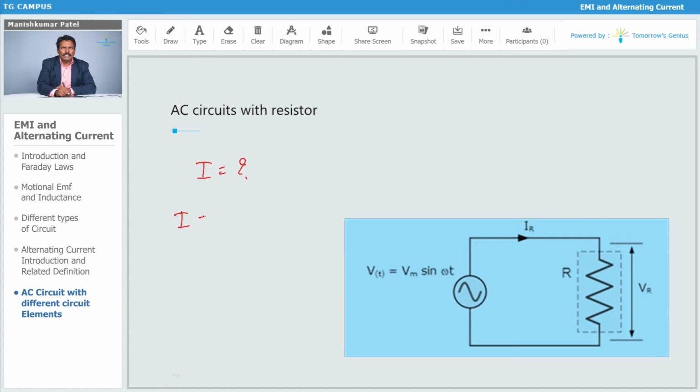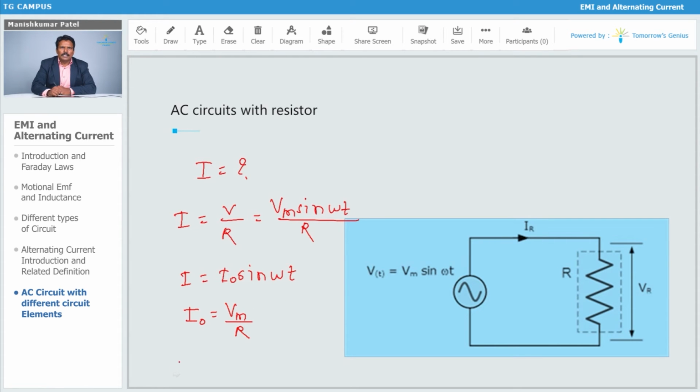We know that I is equal to V upon R. This V is given, which is Vm sine omega t for this particular case, upon R. So I is equal to I naught sine omega t, where I naught is obviously Vm upon R. So we have got the expression for the current also.